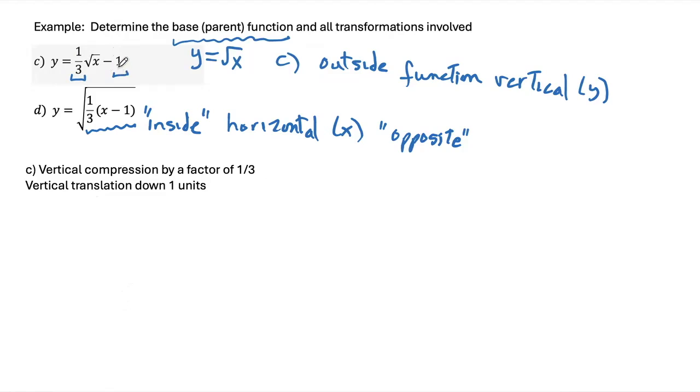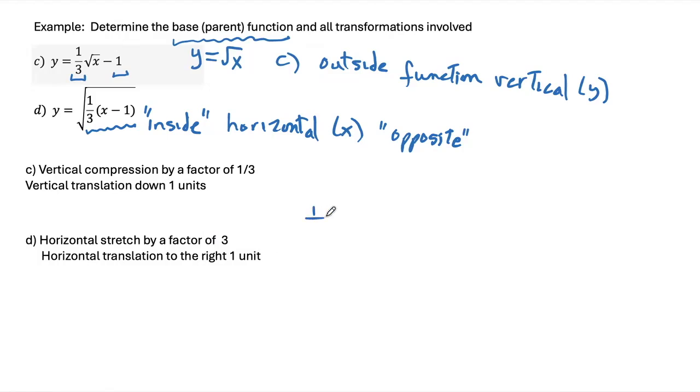Then later, you are moving the y values down 1. Every time you subtract 1 from a y value, you're moving it down, so we say a vertical translation down 1 unit. But when we look at question D, it's not going to be like that horizontally. So here's what we say. It's actually going to be a horizontal stretch by a factor of 3.